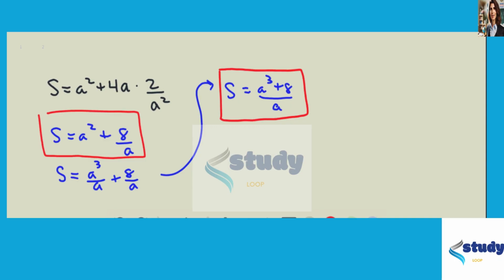All right, what about the domain? So what could A be? A represented the length of a side, and so it has to be positive. Other than that, we don't know of any restrictions on it.